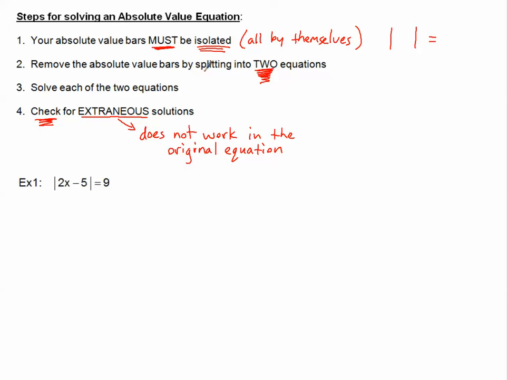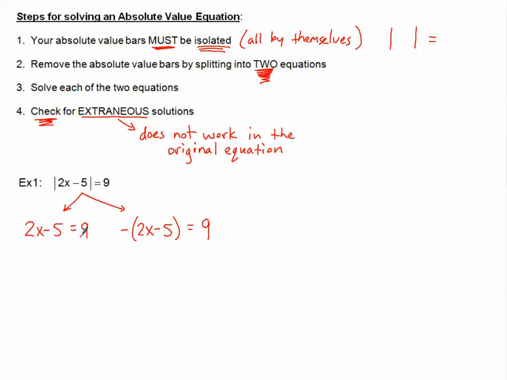Remove the absolute value bars by splitting into two equations. So every time we have an absolute value equation, I'd like for you to show a little split into two different equations. The first equation is going to simply state that 2x minus 5, the expression that's inside the absolute value bars, can be equal to 9. Because of course that's true. Absolute value, we could take the opposite of what's in here and set it equal to 9 as well. So the second equation, I'm going to take the opposite of 2x minus 5 and say that that could be equal to 9. And those are my two equations.